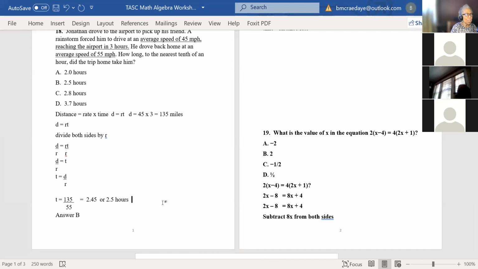Okay, now say again what you did, Vanessa. Because of the rainstorm, it forced him to drive less time, right? Which means you could eliminate D, because you know it's going to take him less time because he's traveling at a higher speed, right? Fine.